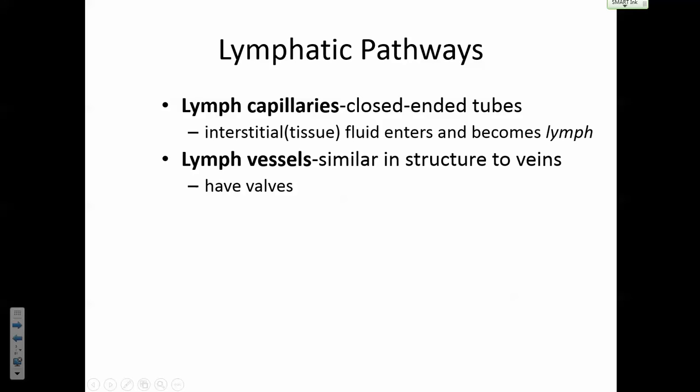The fluid that moves into a lymph capillary is the fluid that surrounds your cells, and that fluid is called interstitial or tissue fluid. You can also call it intercellular. Ooh, no, you can't. You can call it intracellular.